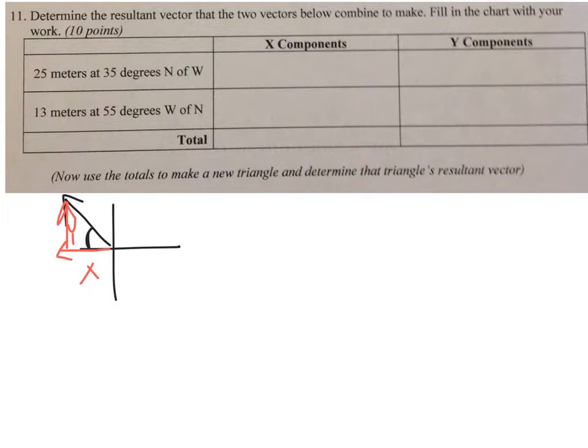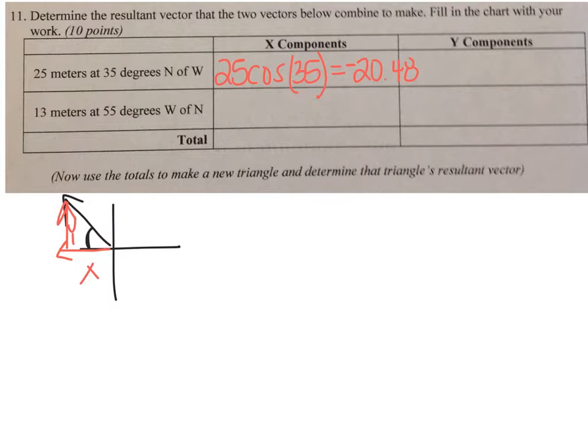So to find x, since it's adjacent to my angle, I'm going to use cosine. So it's going to be 25 meters cosine 35 degrees. And that is going to equal 20.48 when you type it in the calculator. All right. And since that is going west, it's going to be negative.